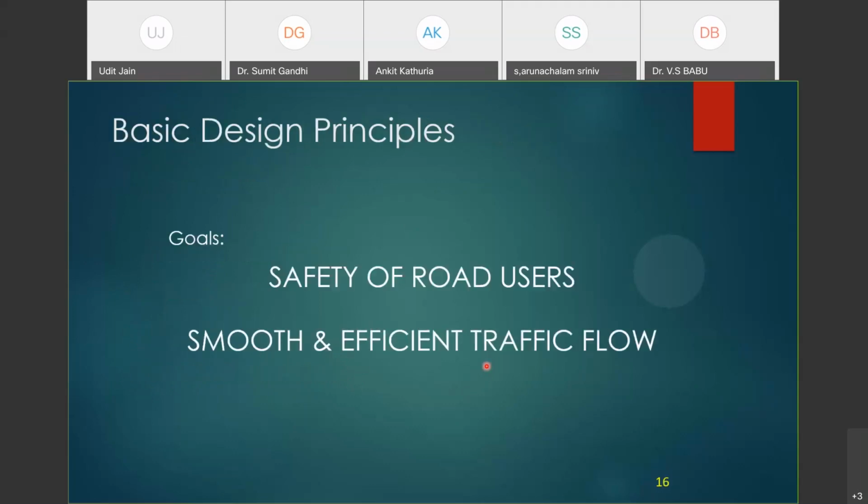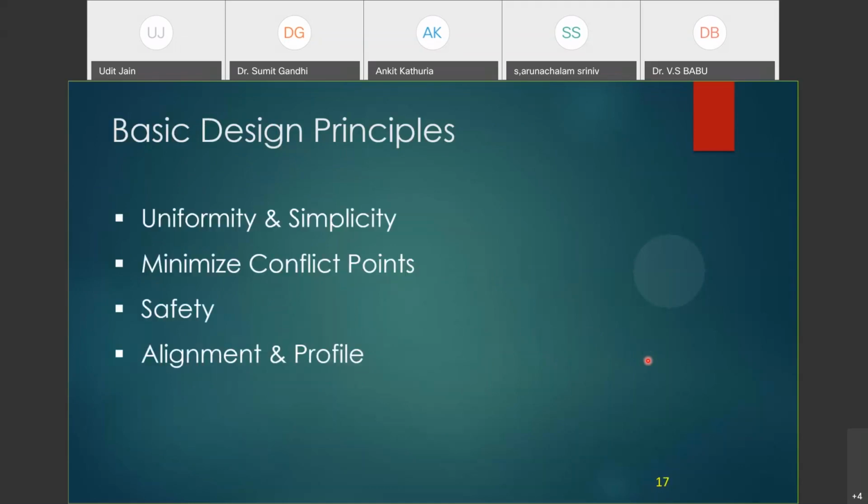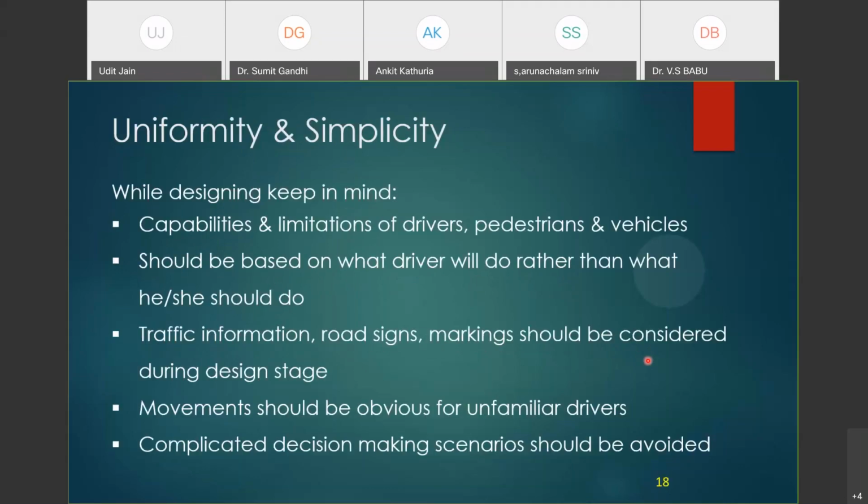The basic goal behind designing an intersection, there are two goals. The first one is safety of all road users, and the second is smooth and efficient movement of traffic flow. So how we can achieve these goals is the basic aim behind this presentation. So let us look at what are the design principles that ensure that we meet these two goals. The first one is uniformity and simplicity. When we are designing, we need to keep in mind the capabilities and limitations of drivers, pedestrians, and vehicles. Our designs should be based on what the driver will do rather than what he or she should do.